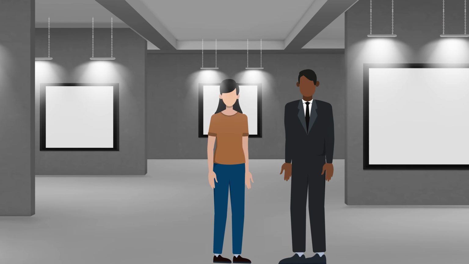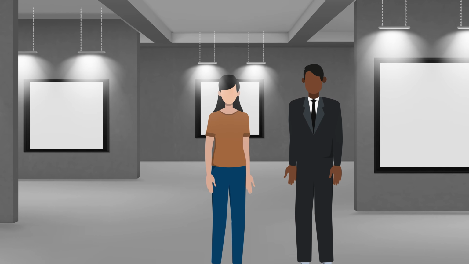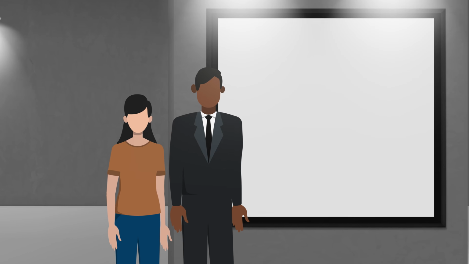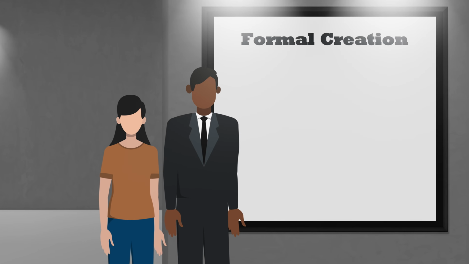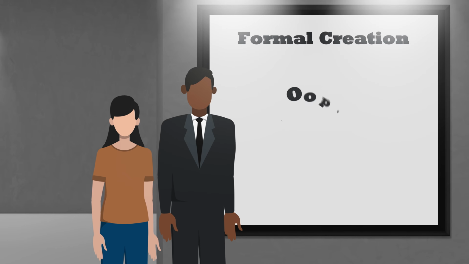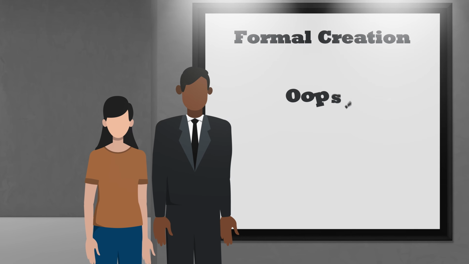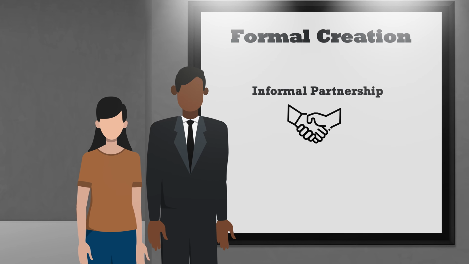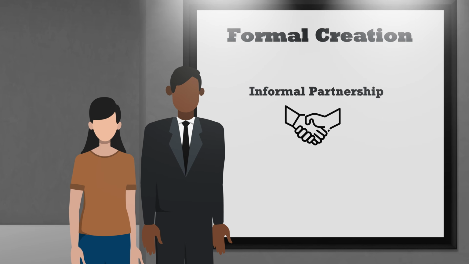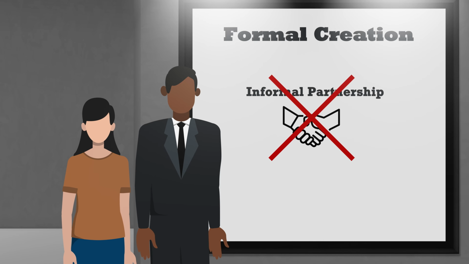So what are the key features or personality characteristics of corporations? The first one is formal creation. You can find your way into a partnership by accident, by just cooperating with another person. You cannot accidentally find yourself involved in a corporation.